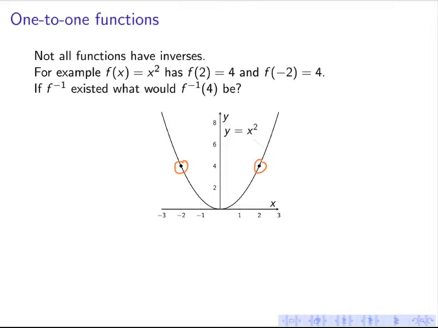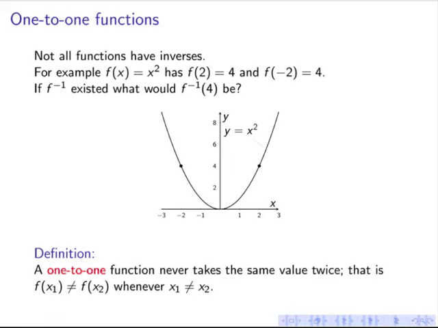So what is the inverse, f inverse of 4? Is it 2 or is it minus 2? Well, in this case, we would say the inverse does not exist. A one-to-one function never takes the same value twice, meaning that f(x1) is not equal to f(x2) whenever x1 is not equal to x2. So the parabola up here is not one-to-one.